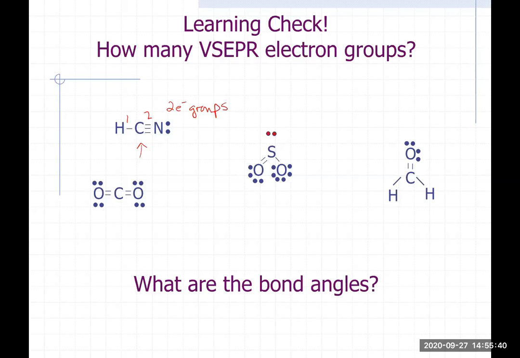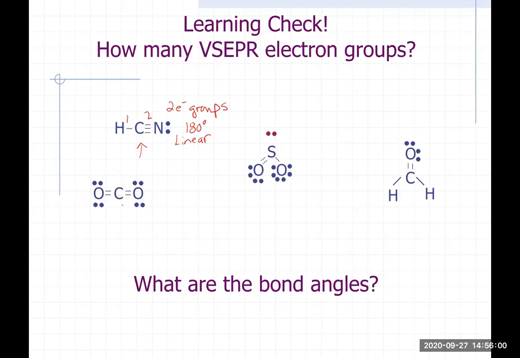Two electron groups is 180 degrees. Again, how do I know that? Because I commit it to memory. So this electron structure is going to be linear. 180 degrees is linear. Again, I commit that to memory.